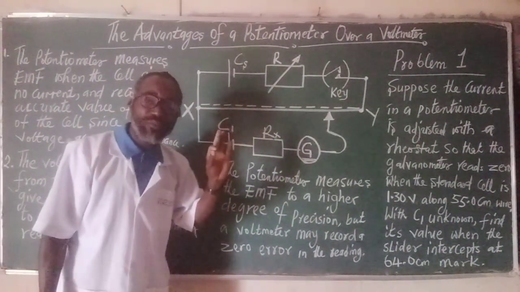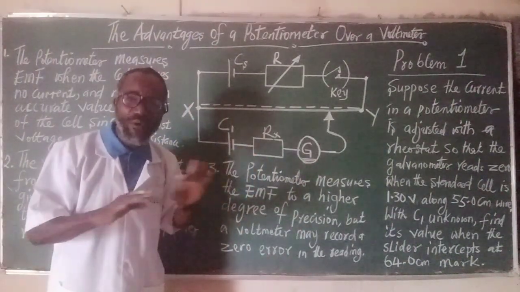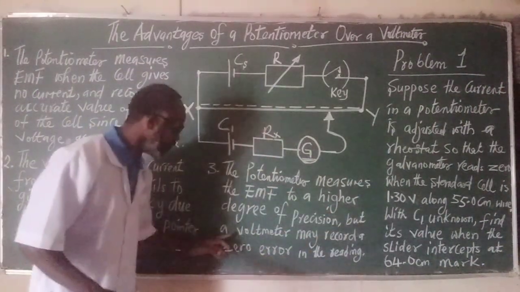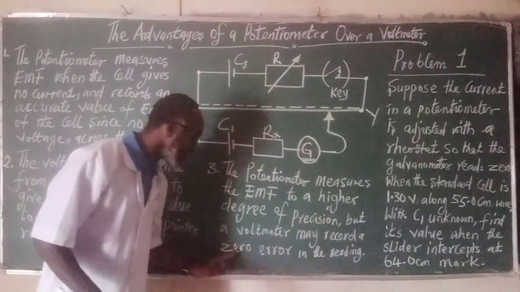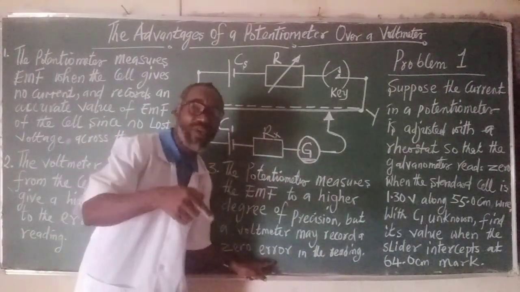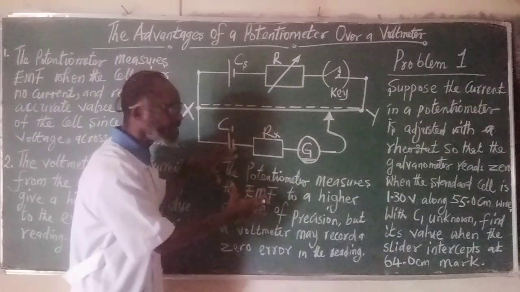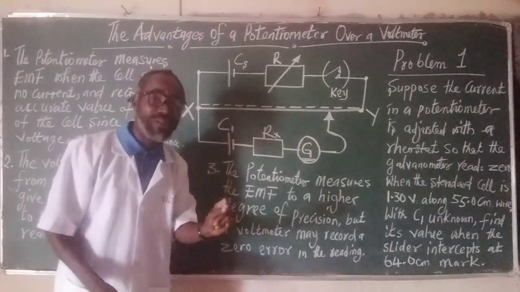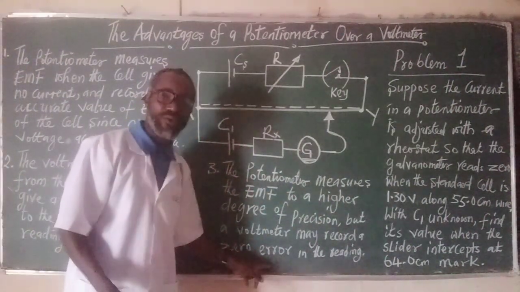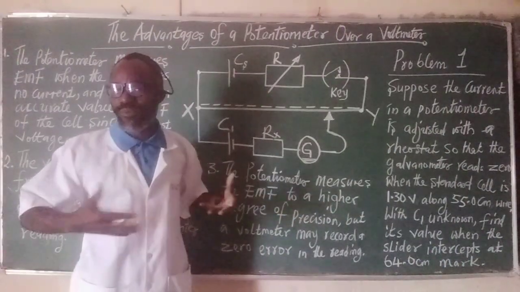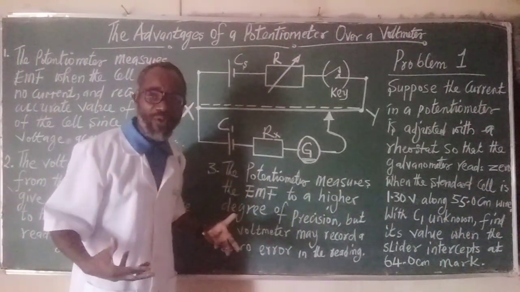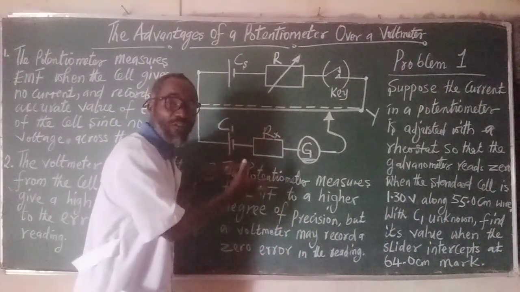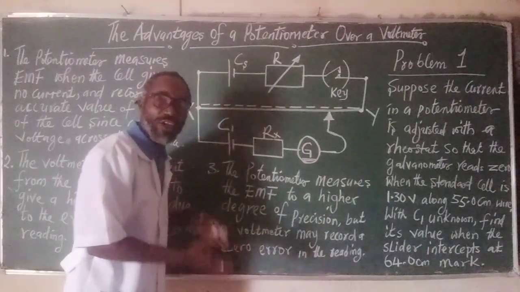A higher degree of precision. Perfect. No errors associated with it. But look at that, a voltmeter may record a zero error in the reading. So a potentiometer has an advantage again over a voltmeter, because the voltmeter will always record zero error in the pointer reading. We can call it parallax error or any sort of error. But our concern here is that there is something a potentiometer does over a voltmeter.